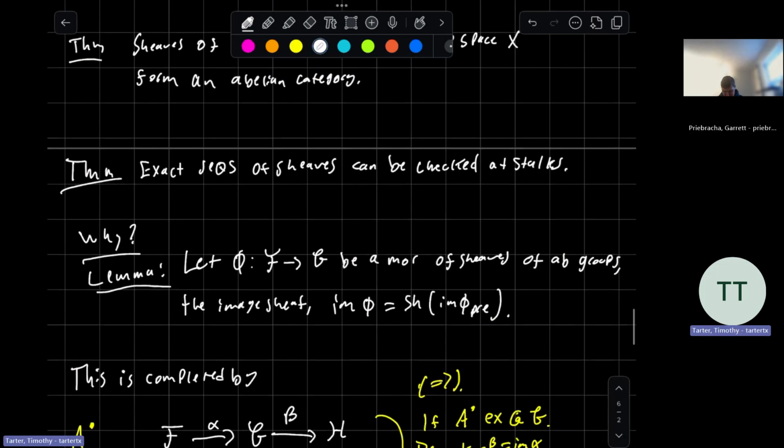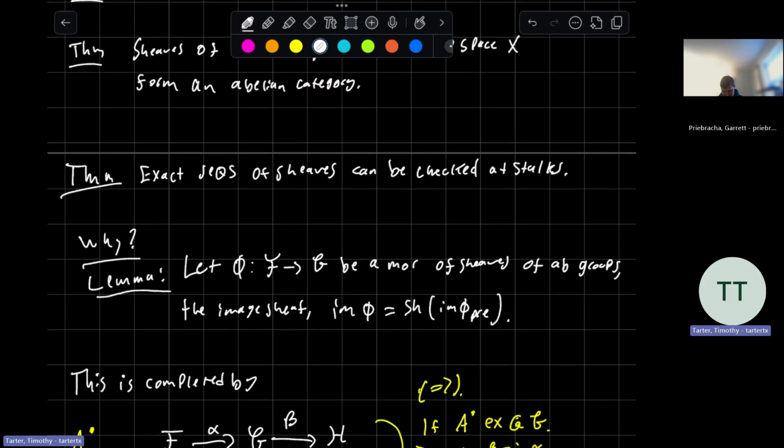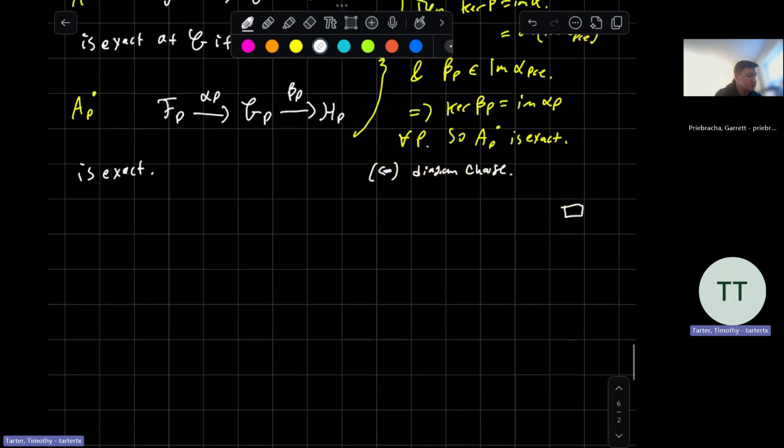So the thing that we didn't prove here was the lemma. I don't really feel like proving that because that would require me to flip back to the section on abelian categories, and I just don't want to do that.